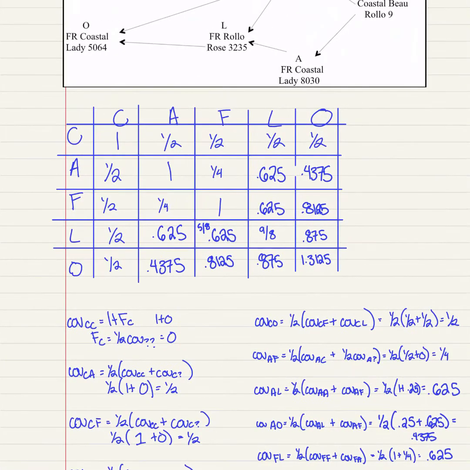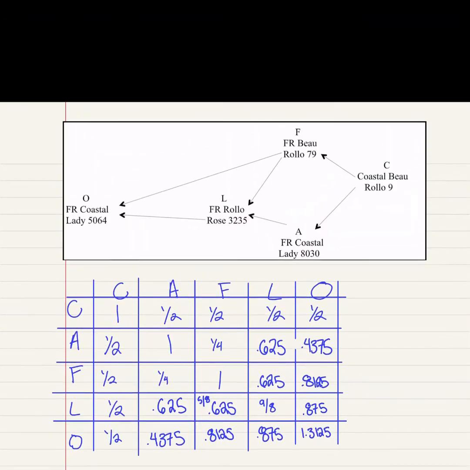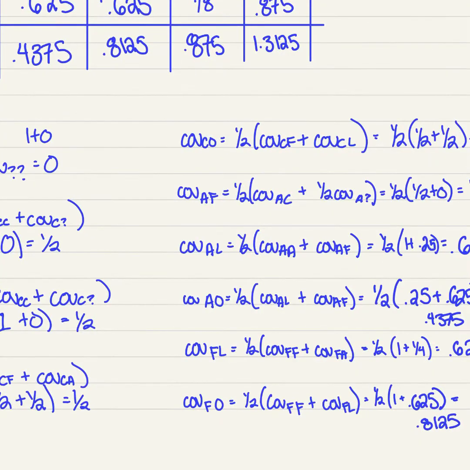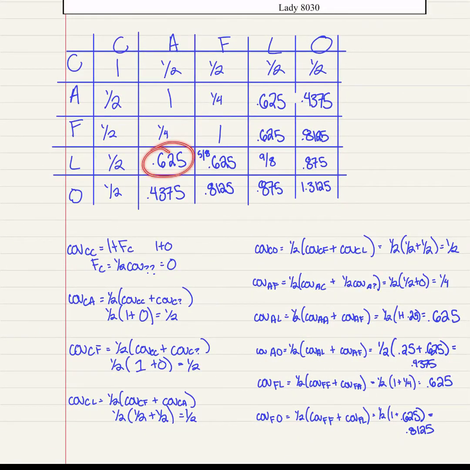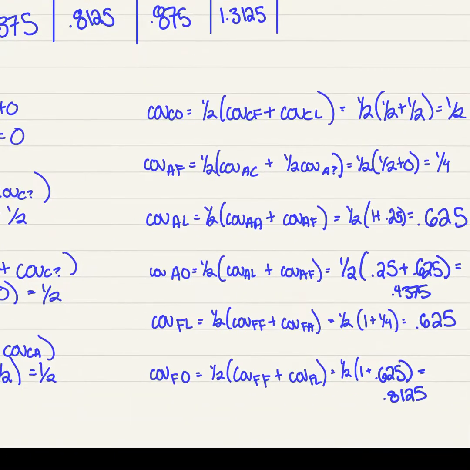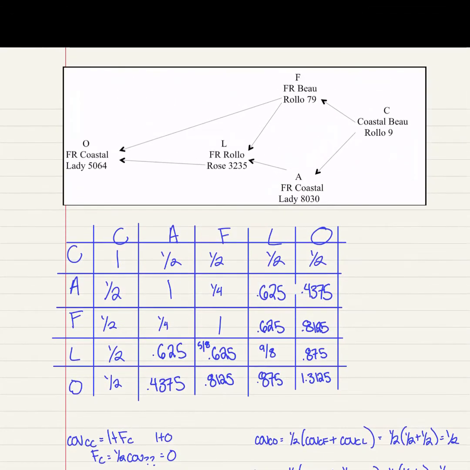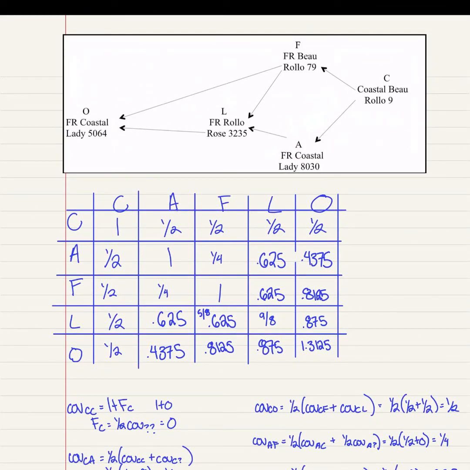which goes right there. And then lastly for this column is A and O. Let's look at O's parents. O's parents are F and L. So the covariance between A and O is going to be half the covariance of A and L plus the covariance of A and F. A and L we just calculated to be 0.625, and A and F we calculated to be 0.25. So a half times 0.25 plus 0.625 is 0.4375. So we are done with that column, and we can move on to our F column.